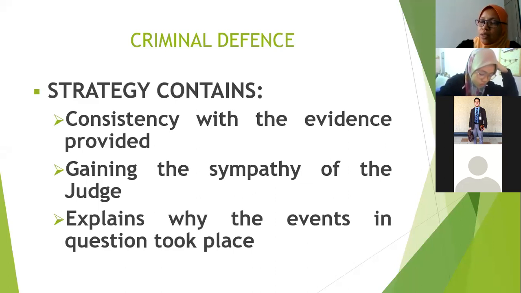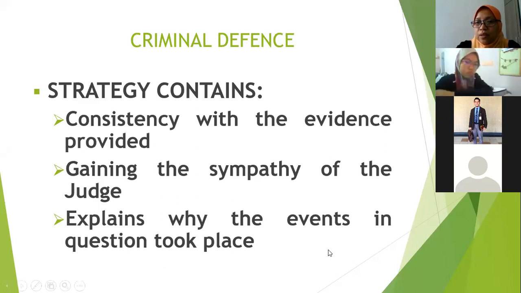Okay. Our strategy must also contain gaining the sympathy of the judge. Kita kena make the judge feel sympathetic to our accused, to our client. Biar dia rasa, because he or she is a human being. So dia pun ada rasa sympathy. Kenapa orang ni buat macam ni kan? And to explain why the events in question took place. Okay? Kenapa he committed the crime? Macam saya cakap tadi, self-defense. Orang tu attack dia ataupun he was in self-defense. The person was trying to rob him. Something like that.